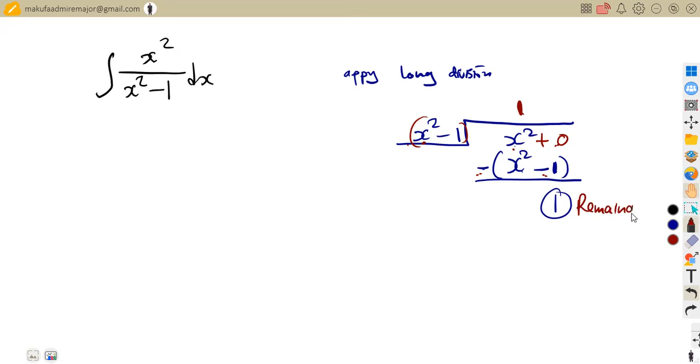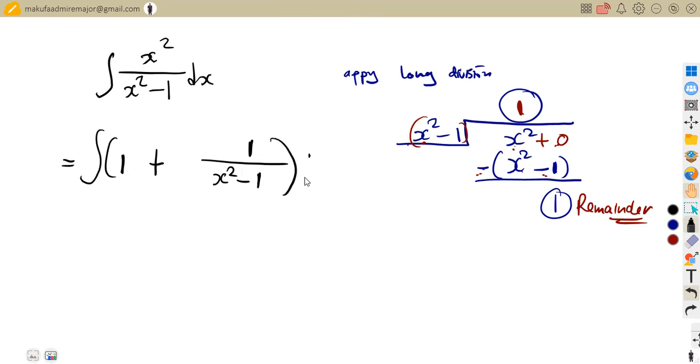So this is showing that we have a remainder there. This whole expression after dividing gives a single term, which is 1, plus the remainder, which is 1 over what was dividing, which is x squared minus 1. So it's the exact term plus the remainder over what was dividing. This is what we are supposed to integrate with respect to x.